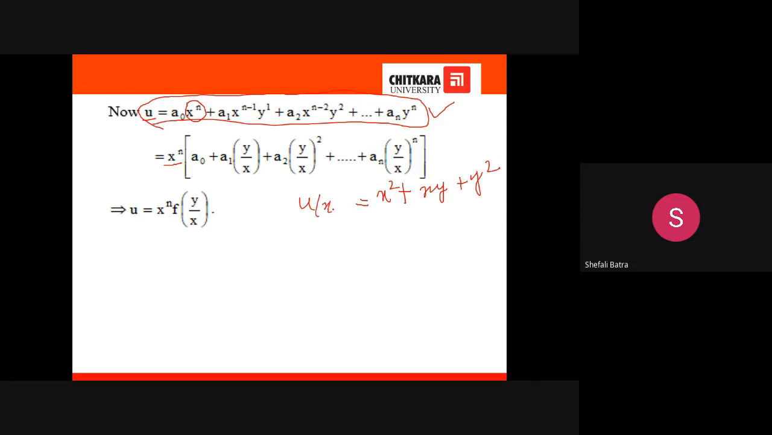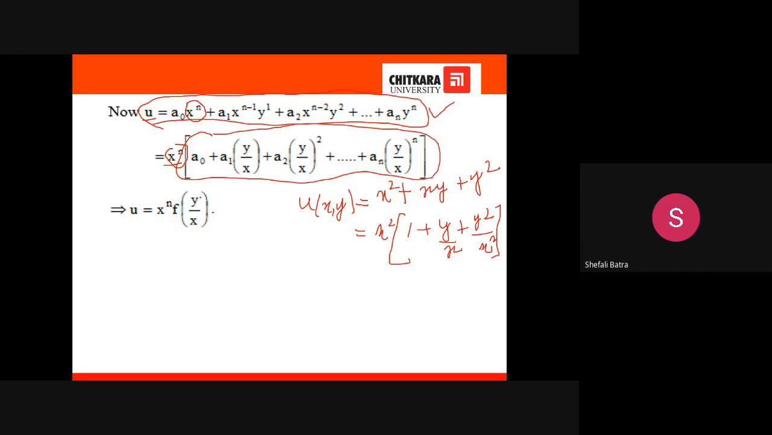U is a function of x comma y. So I'm taking this x square outside. So what is left inside? 1 plus y upon x plus y square upon x square. I can write this function in this form, right? So this is x power n. U can be written as u is equal to x power n, and this is the complete function of y by x.